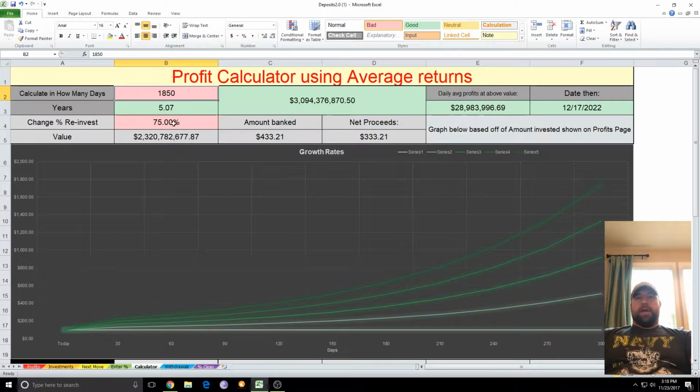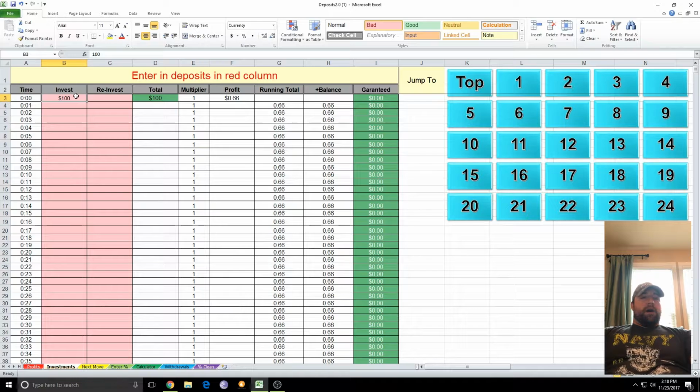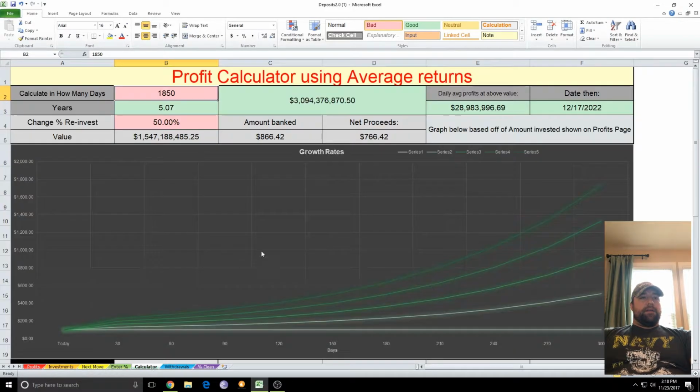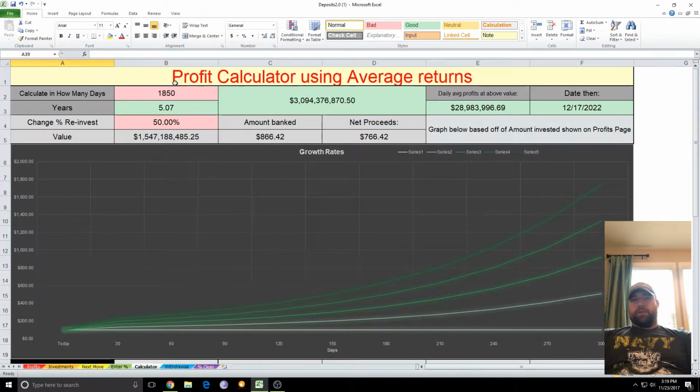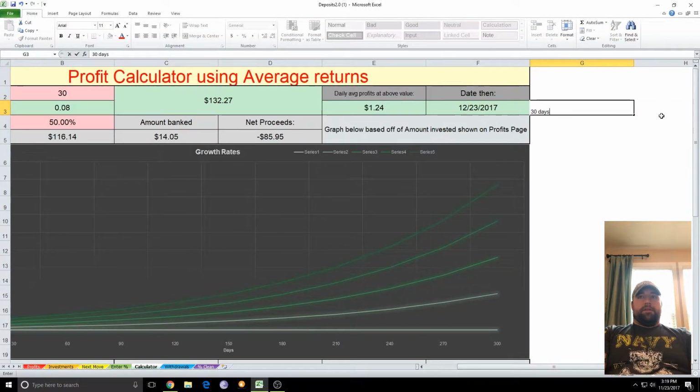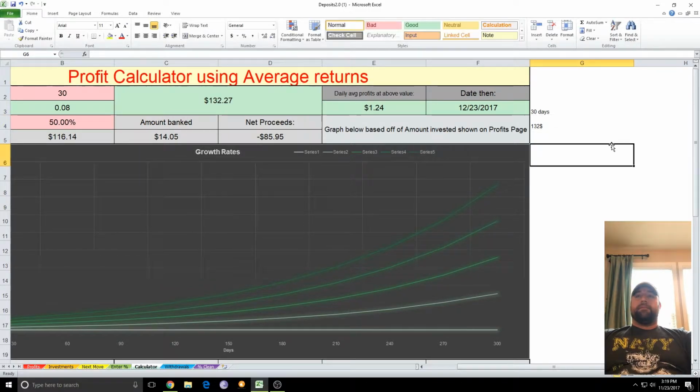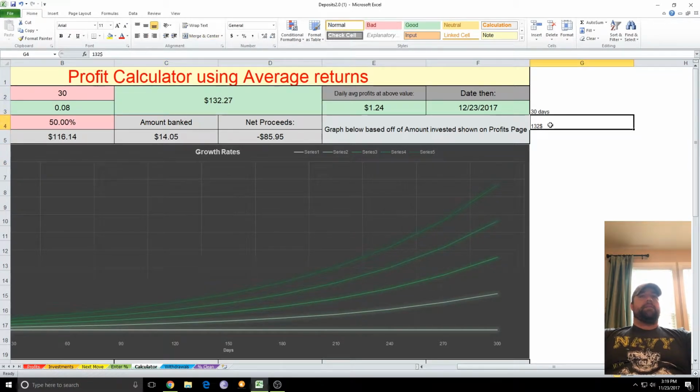So 50%, pull out half the money. You're still over the billion range. This is with the $100 investment. On this calculator page, you can enter in goals, say in 30 days. Where should I be? 132 bucks. Say 30 days, I'm gonna have $132. 30 days goes by, see if you have that. That's gonna be the total in your account. So that's your $100 plus $32 gained.